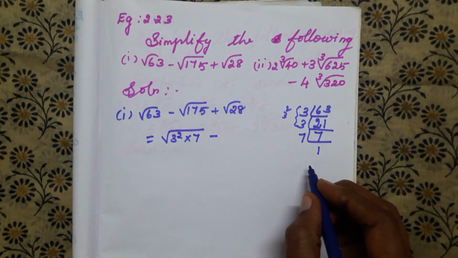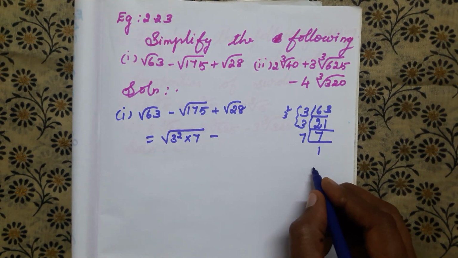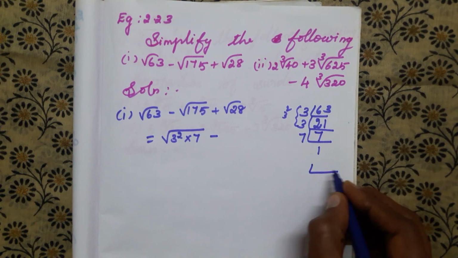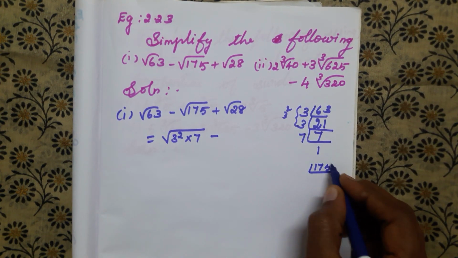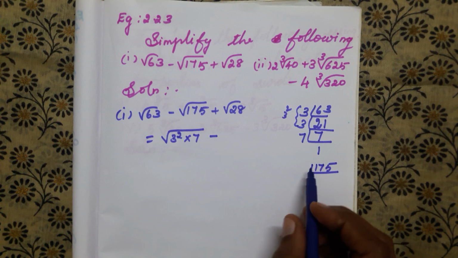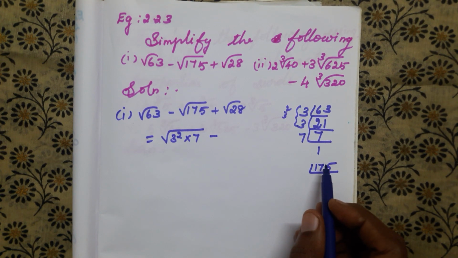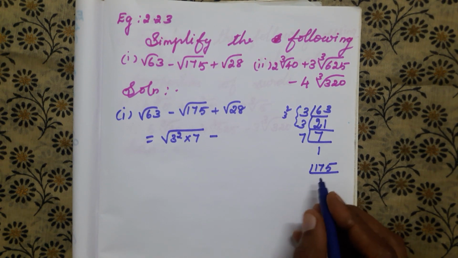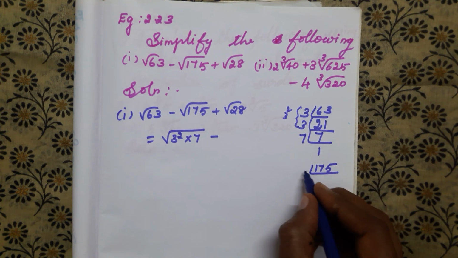Next, square root of 175. Can we factorize this 175? Yeah, we can factorize this 175. Which prime number can we factorize by first? 5 table. We can factorize with 5 table.